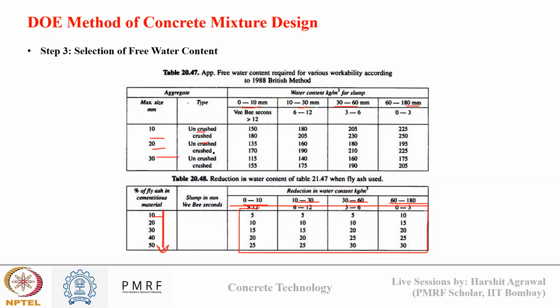Suppose I have a nominal maximum aggregate size of 20 and uncrushed aggregate, and I want a workability slump of 50. So I will go to this point and take a water content of 180 kg per meter cube. Now, if I am using 20% replacement of OPC with fly ash, then I need to decrease the water content by 10 kg. So I will take my water content as 170 kg per meter cube. This is how we read these two tables.